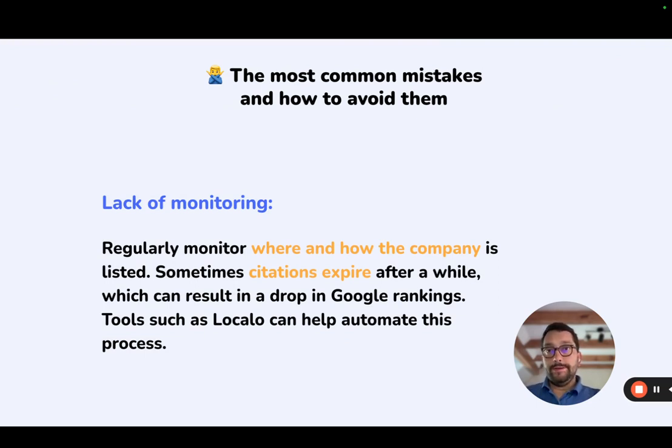Monitor where and how the company is listed. Sometimes citations expire after a while, and this can obviously result in a drop in Google rankings. Ourselves at Localo, with our citations feature, we help you automate this process. So always make sure to check your citations from time to time.